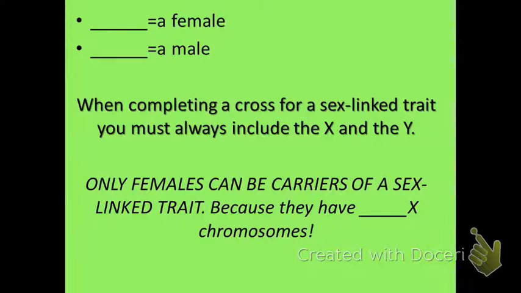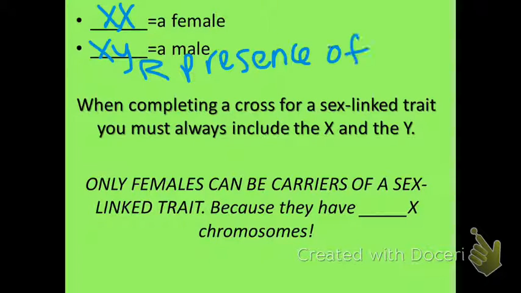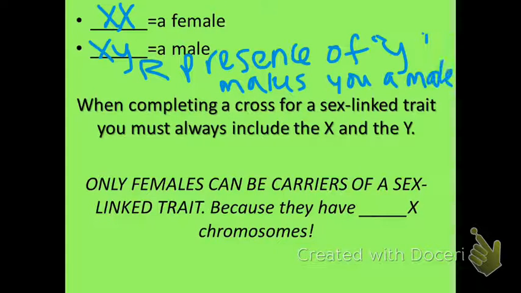If you are a female, you are going to have the chromosomes XX. So your last pair of chromosomes are going to be XX, okay, 2 X's. If you are a male, you're going to be XY. So the presence of the Y chromosome makes you a male, right? If you don't have a Y chromosome, you are a female. So females are XX, males are XY. You need to make sure you memorize that.